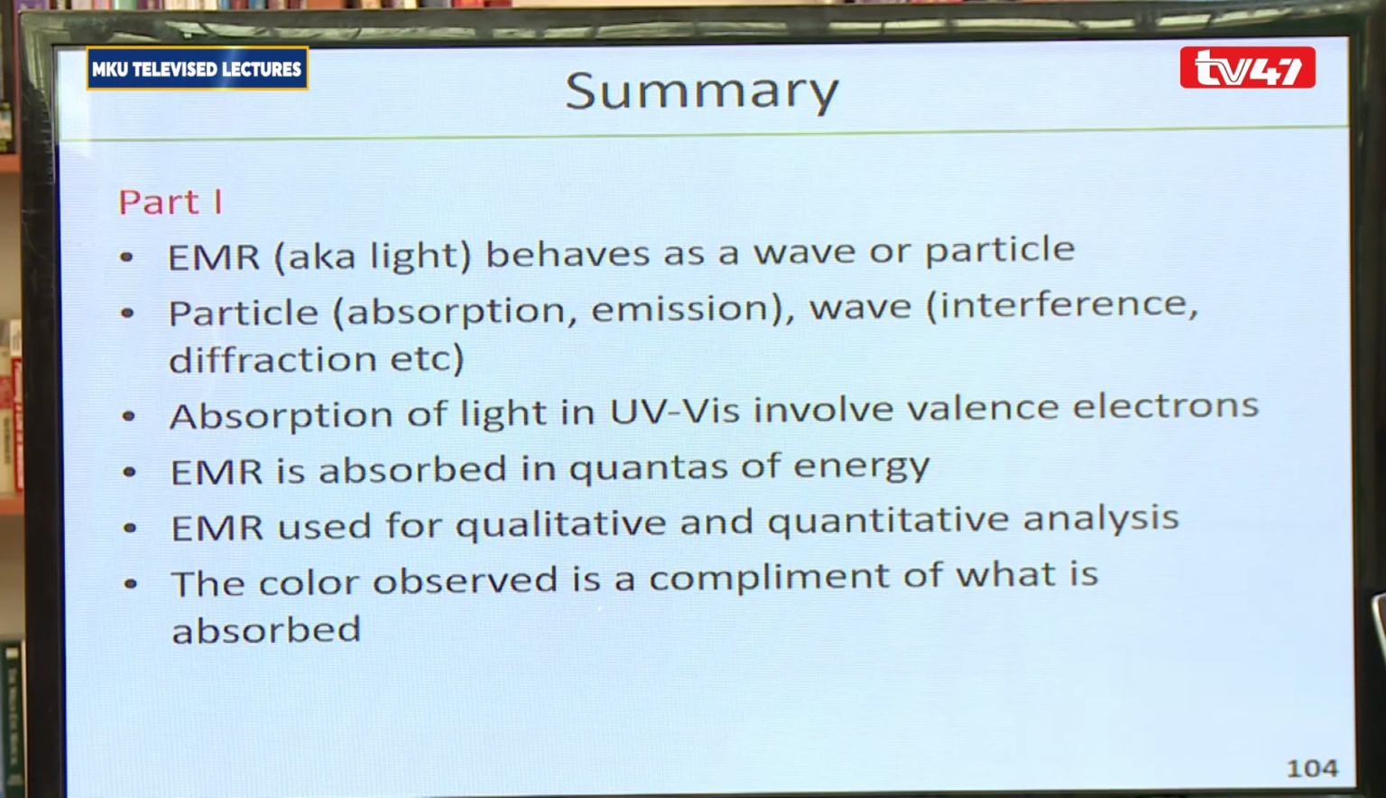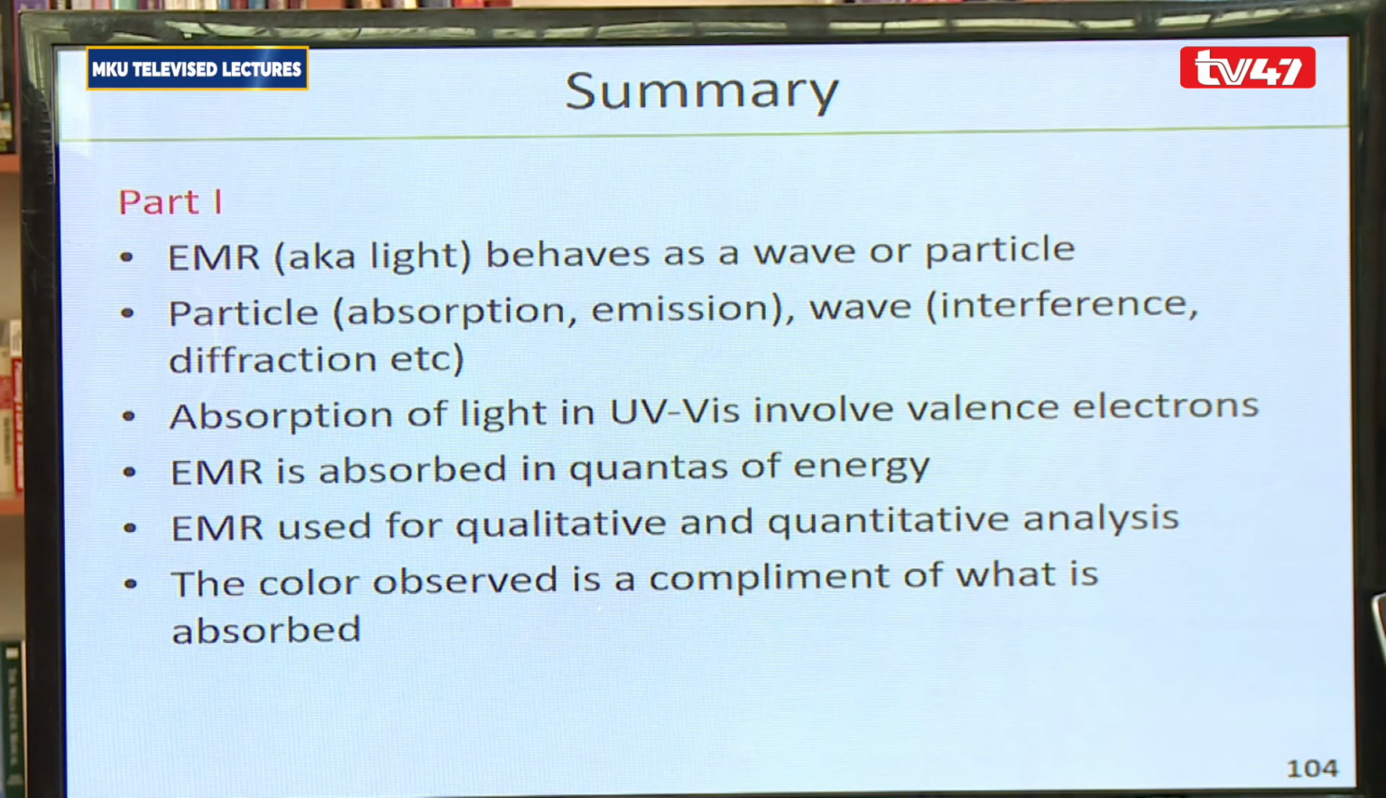We have also seen that absorption of light in ultraviolet-visible involves valence electrons. Remember, the valence electrons are the outermost electrons, and these electrons can always absorb energy and be promoted from lower energy levels to higher energy levels. When they are excited to higher energy levels, they can relax back to the ground state, and in so doing, they can emit energy.